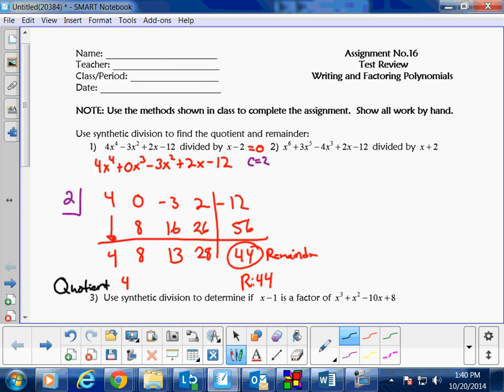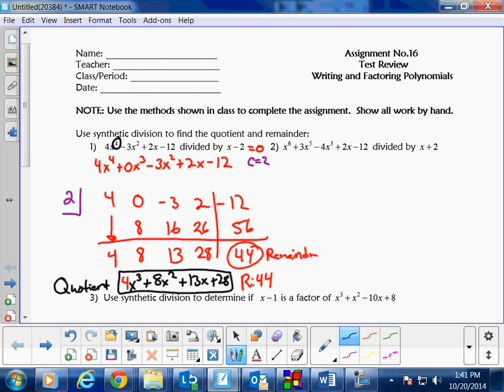Now remember, when we write down the quotient, you see how we started with the power of 4? You're going to start with one power less. So it's x cubed plus 8x squared plus 13x plus 28. And there is my quotient.